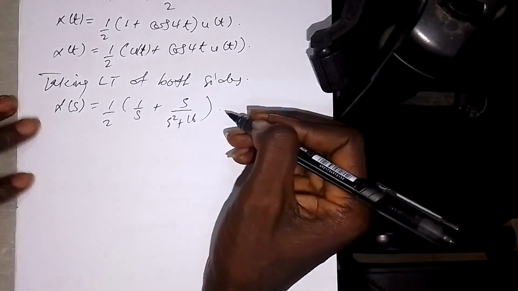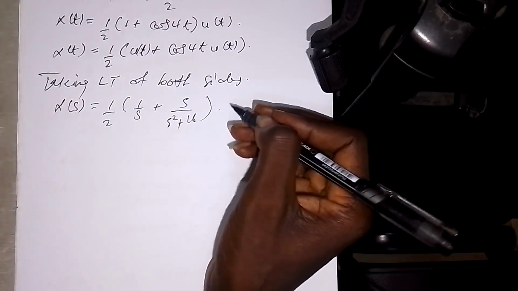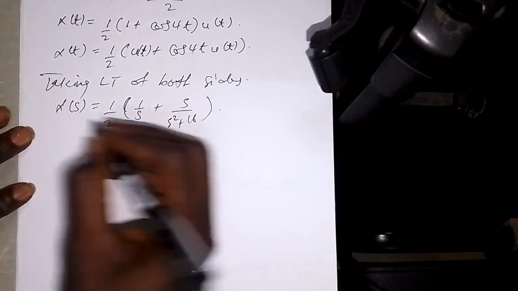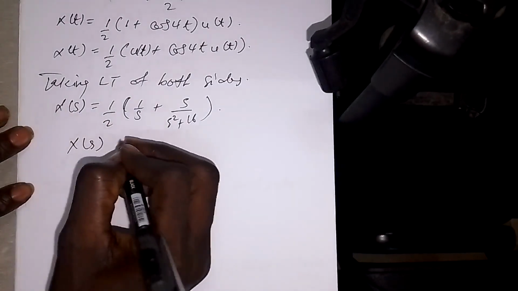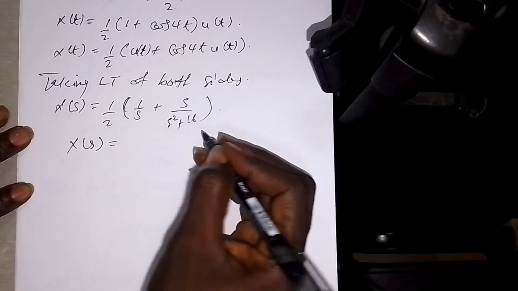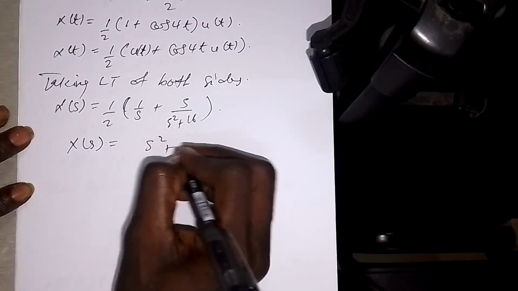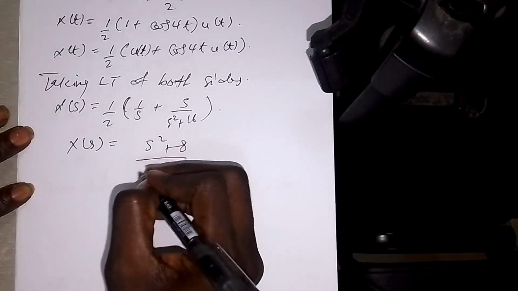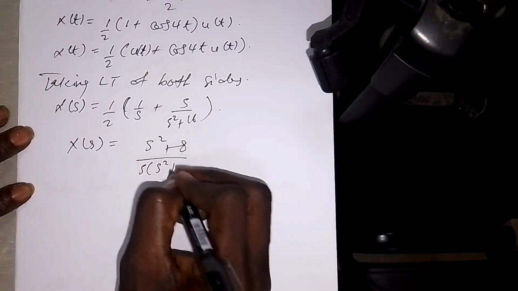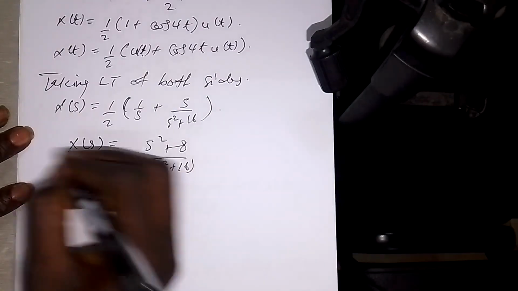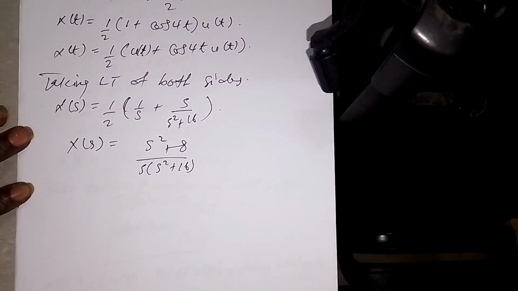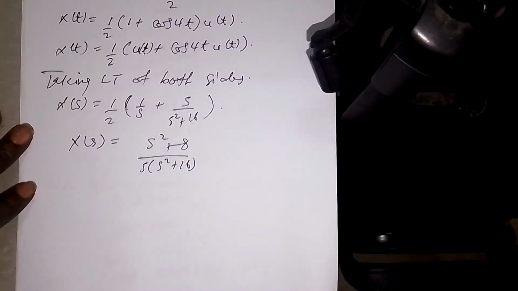So now here, if you do your simplification, then you're going to have x of s equal to s squared plus 8 over s out, s squared plus 16. So this will be the Laplace transform. Okay. Now let's go to the next one.